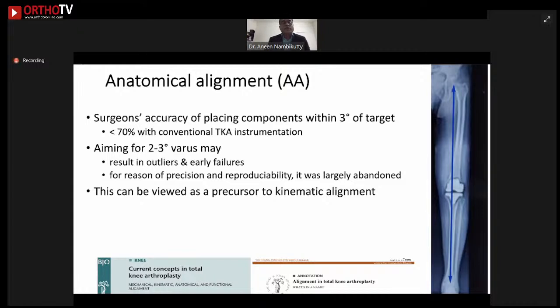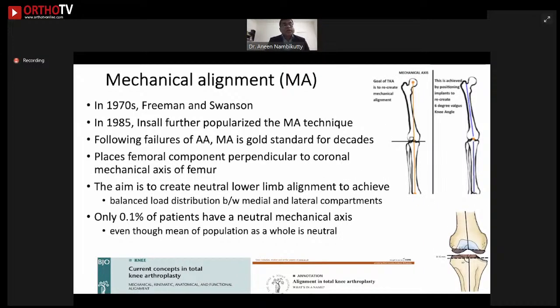Surgeon's accuracy of placing the components within 3 degrees of target is less than 70% with a conventional total knee arthroplasty instrumentation. So aiming for a 2 to 3 degree varus may result in outliers and early failures. For this reason of precision and reproducibility, it was largely abandoned then, and this became the precursor for the coming kinematic alignment.